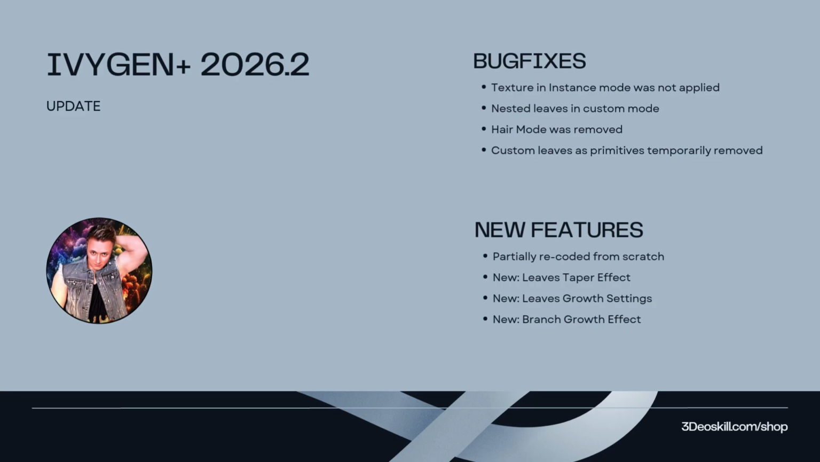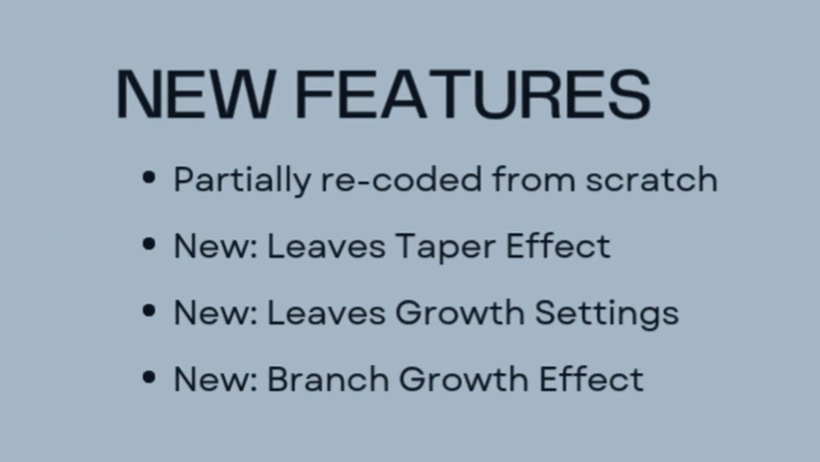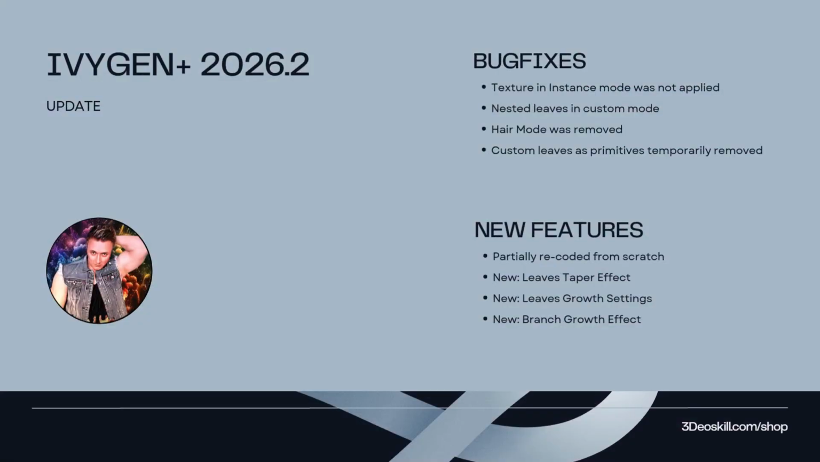As I already said, I partially recoded it from scratch. I also implemented a new feature, the taper effect for the leaves, and a leaves growth effect. This is also animatable and also a highly desired feature, and there is also a growth effect for the branch. So let's not talk about it too much and let's head over to Cinema 4D and see it in action.